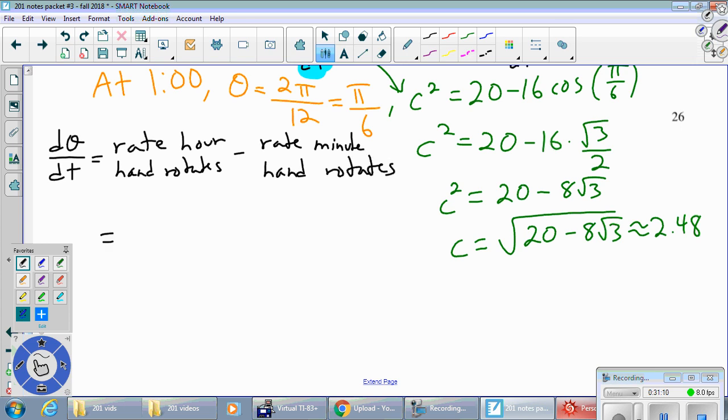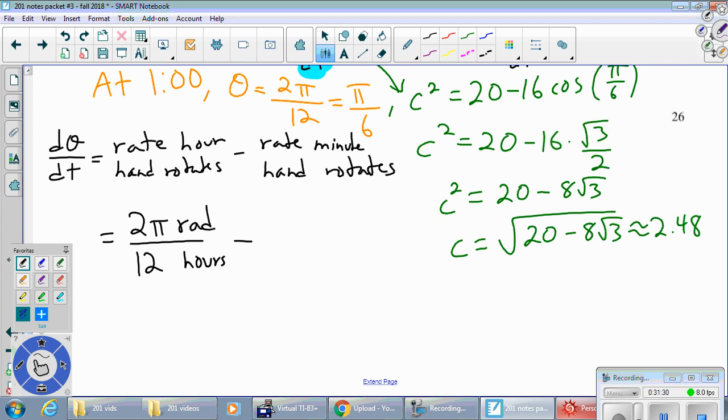And the rate the hour hand rotates, well, let's just think about how long it takes for that hour hand to go completely around one complete revolution. I know there's 2 pi radians. And how long does it take for the hour hand to rotate around 2 pi radians? It takes 12 hours for that to happen. So that is the rate the hour hand rotates minus.